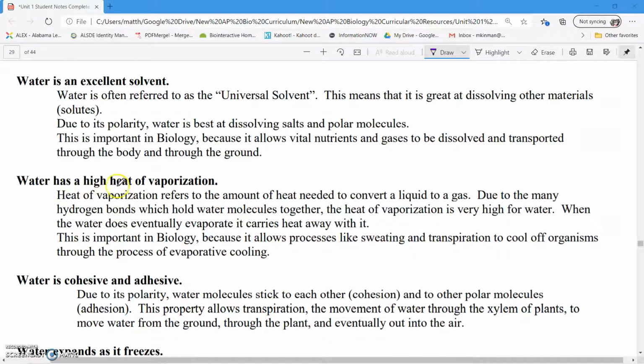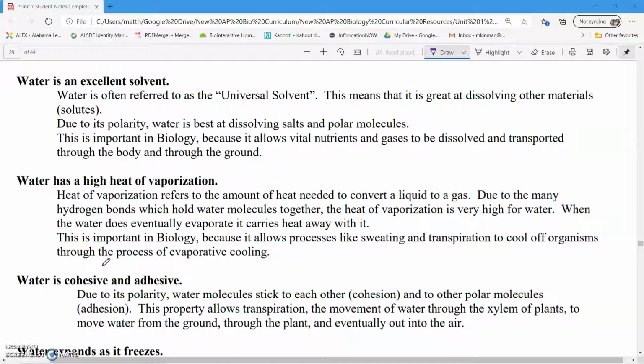Water has a high heat of vaporization. So this is important whenever you sweat. Heat of vaporization refers to the amount of heat needed to convert a liquid to a gas. Due to the many hydrogen bonds which hold water molecules together, the heat of vaporization is very high for water. When the water does eventually evaporate, it carries heat away. This is important in biology because it allows processes like sweating and transpiration to cool off organisms through the process of evaporative cooling.